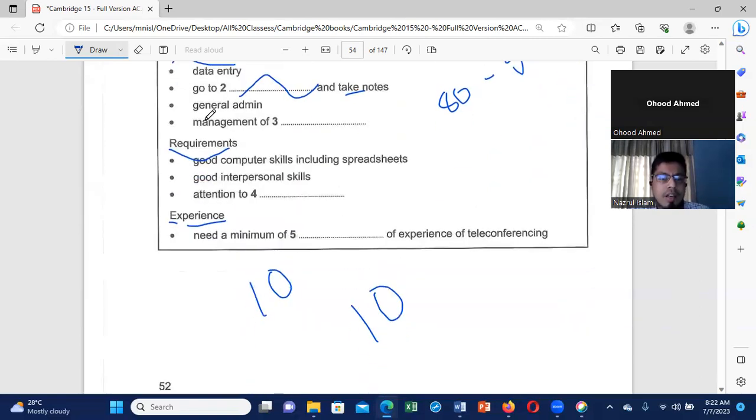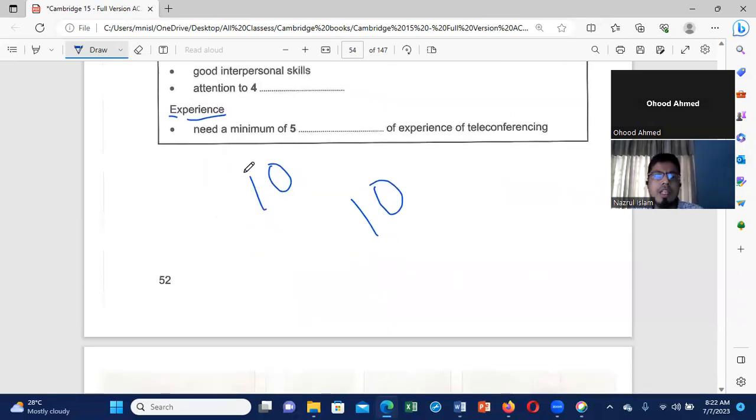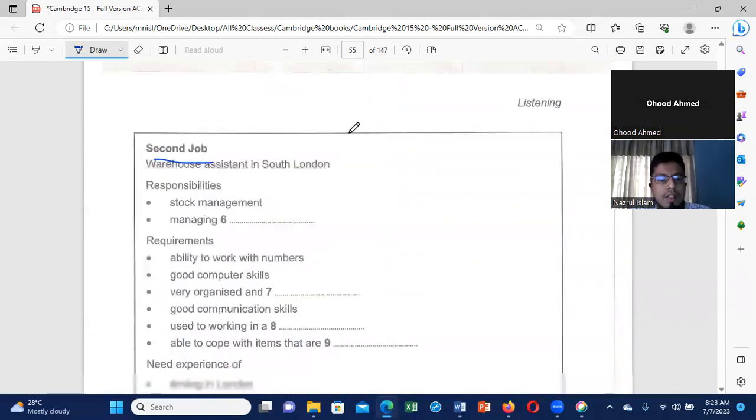Then you can see requirements: good computer skills, including spreadsheets, good interpersonal skills, attention to something. It's also a noun. Experience: need a minimum of some experience of teleconferencing. It is about maybe 6 months, 1 year, 2 years, 5 years, and so on. You can see it is about time. Then come here.